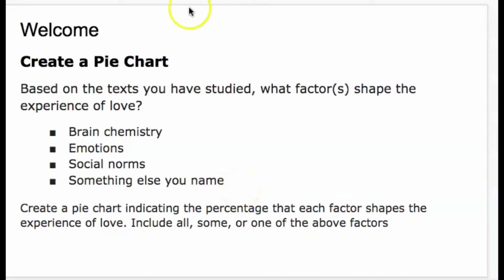Today we're going to start off class with creating a pie chart. Based on the text that you have studied, what factors shape the experience of love? The factors or the tabs that we're going to have in our pie chart are brain chemistry, emotions, social norms, and something else that you name. Your choice here. You're creating a pie chart that's indicating the percentage of each factor, as you see it, that affects the experience of love.